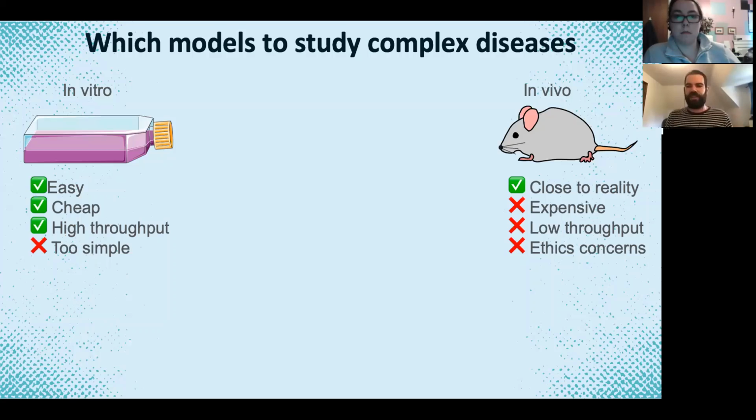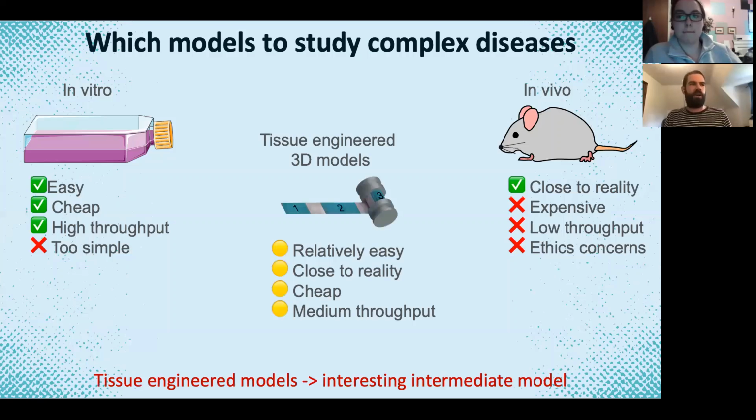So with these two models, you see that basically there is no one perfect model. And in the middle of these two models, there is an intermediate model that is more recently developed, that doesn't have all the advantages of both models or all the disadvantages, but it's in between. It's not as easy as in vitro, but it's much easier than in vivo. It's closer to reality because you can have this 3D structure, you can make co-cultures. So you're adding more complexity in tissue engineering models. It's cheap. I mean, it's not as cheap as 2D, but it's definitely much cheaper than in vivo models.